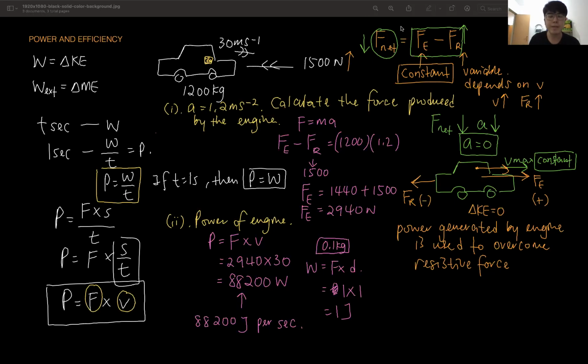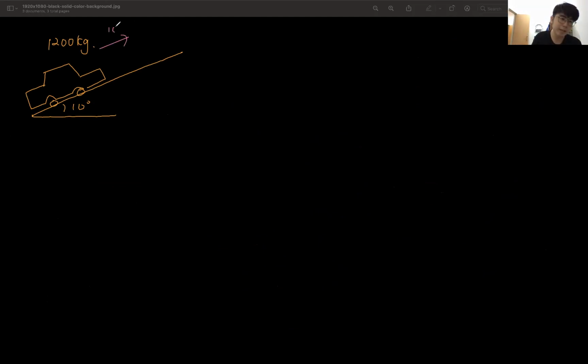Okay, let's say we have the same car. Now the car moves up a slope here, and let's take it as 10 degrees. The mass is the same, 1,200 kg. And say that it is now moving at a velocity of 10 meters per second up the slope, at constant velocity.